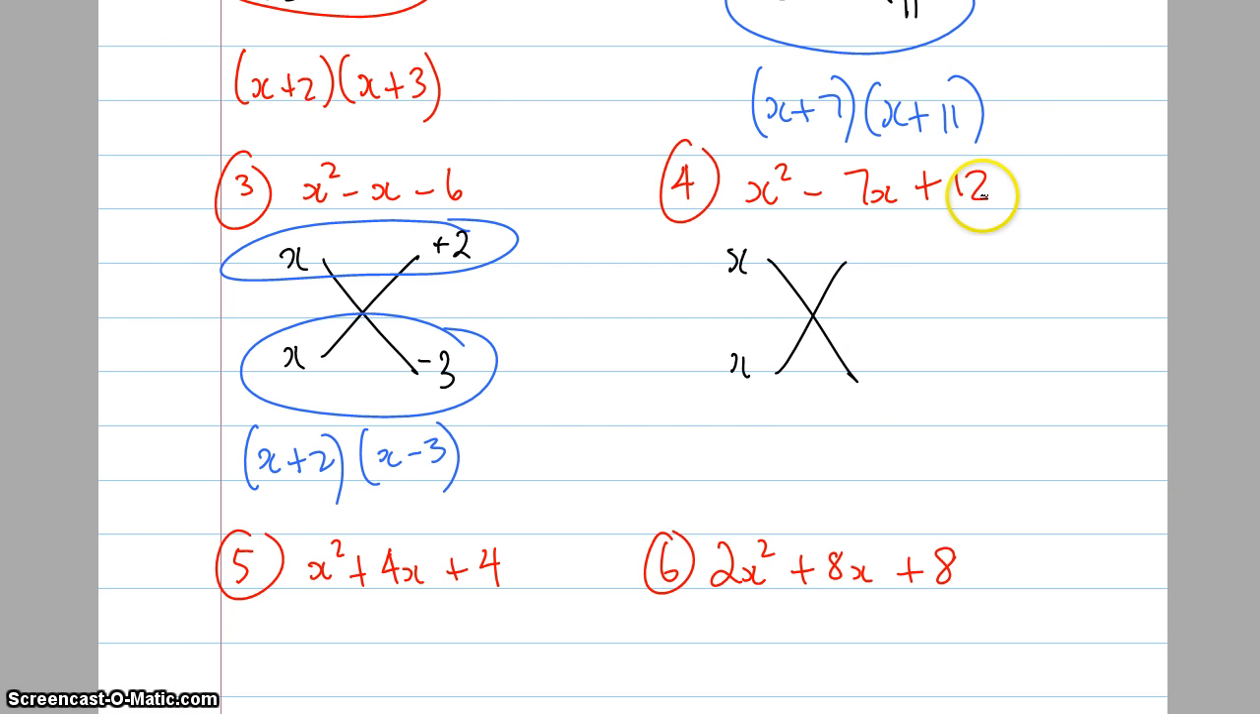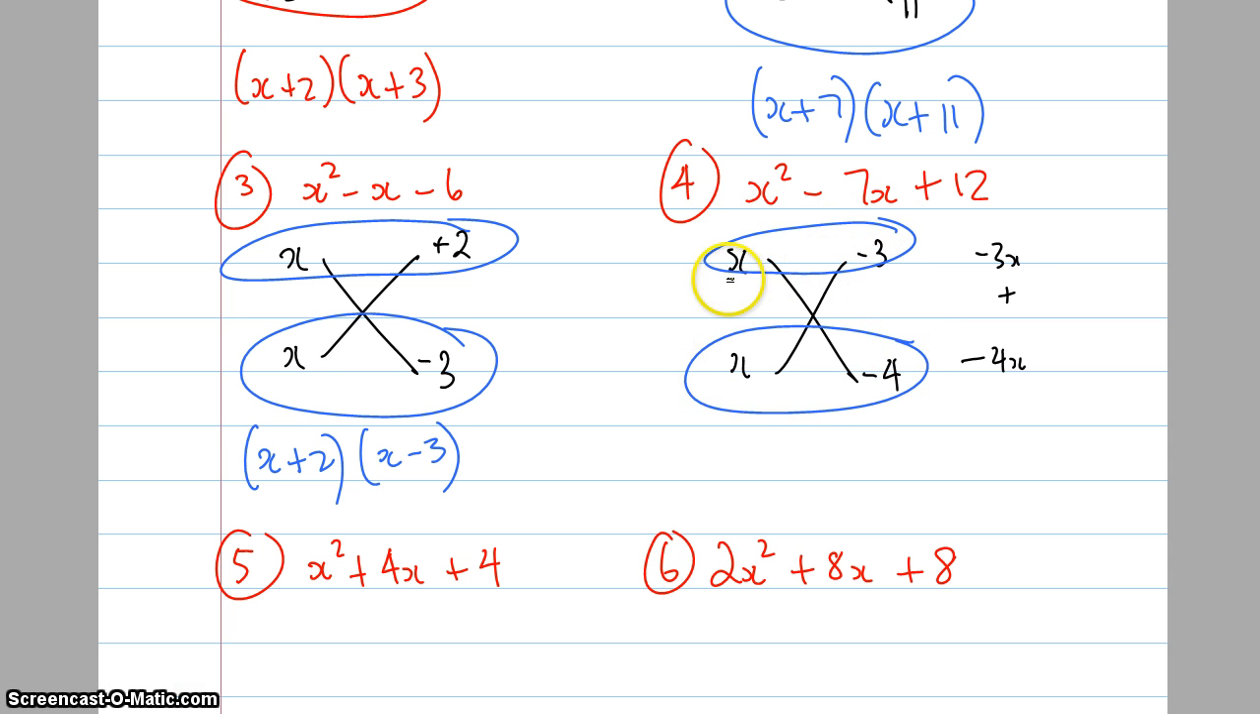Now 12, I'm thinking about negative 7, so I'm going to say that this one is going to be negative 3 times negative 4. Okay, because x times negative 4 is negative 4x, x times negative 3 is negative 3x, add them both together and you get negative 7x, and it works. So therefore I grab the top, I grab the bottom, and I end up getting x minus 3, x minus 4. Okay, so when there's some negatives in play, that's what needs to happen.